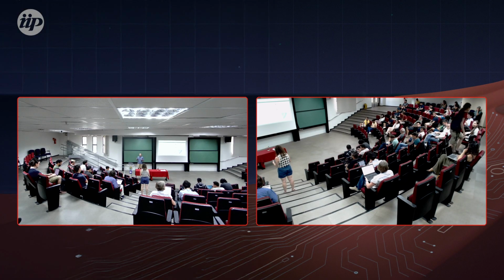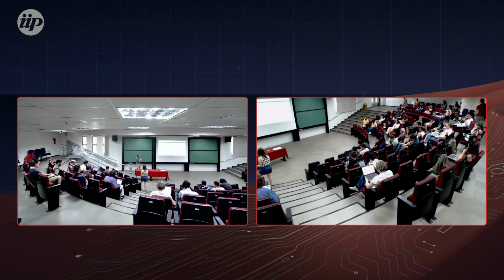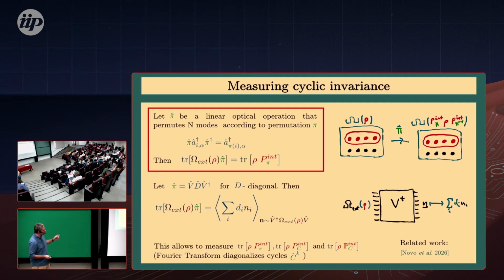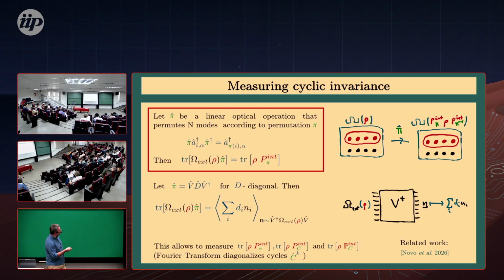Okay, so you measure it basically by measuring permutations. The basic trick is this: you have a mathematical identity that allows you to measure the expectation value of a permutation on internal degrees of freedom by measuring the expectation value of some permutation of modes, which is something you can implement with linear optics. Then you decompose this linear optical transformation into a basis that diagonalizes it, and you implement V or V dagger and some post-processing. You combine the results later.